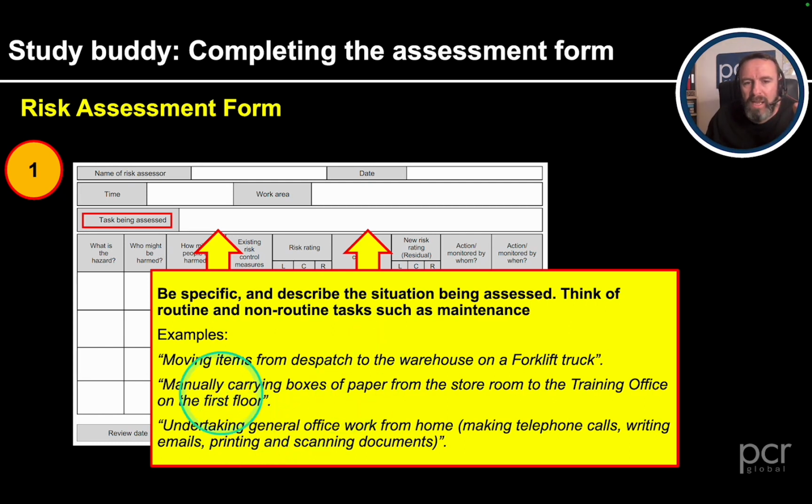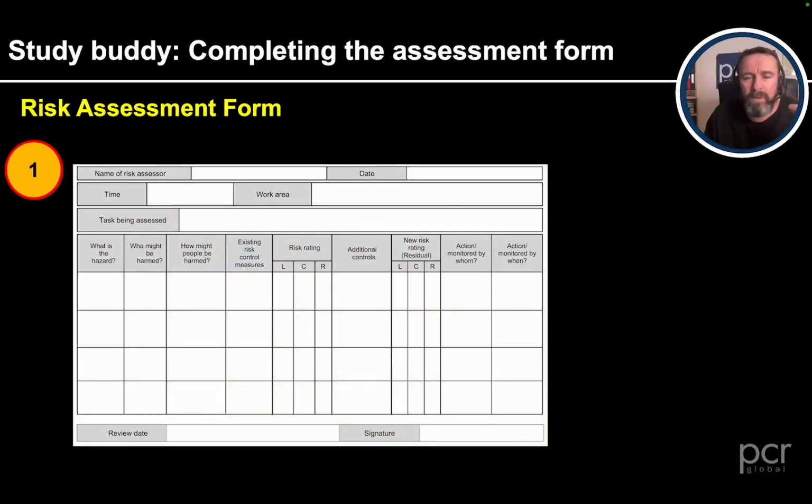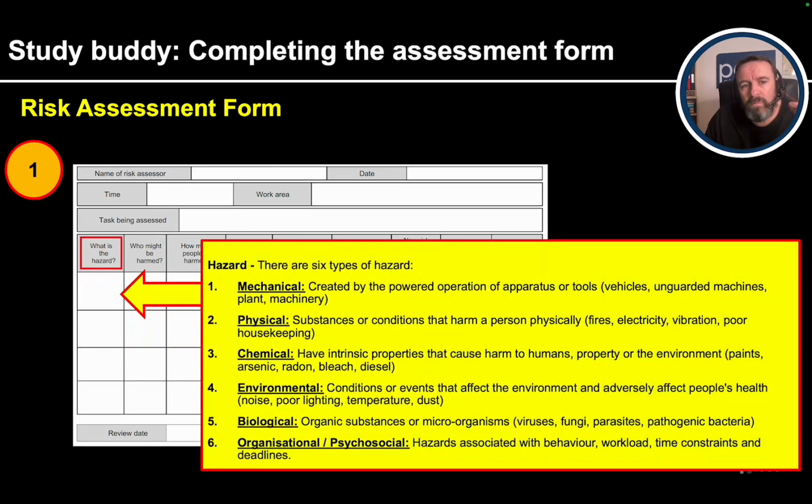So here we've got examples: moving items from dispatch to the warehouse on a forklift truck. Again, that's quite explanatory. Manually carrying boxes of paper from the storeroom to the training office on the first floor. Again, that is quite descriptive. And then we get across to the hazard.